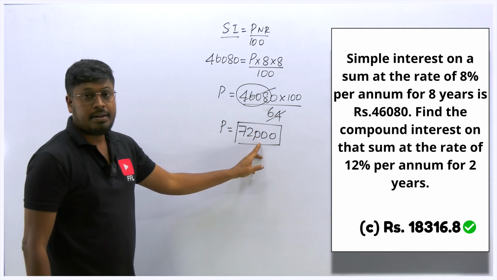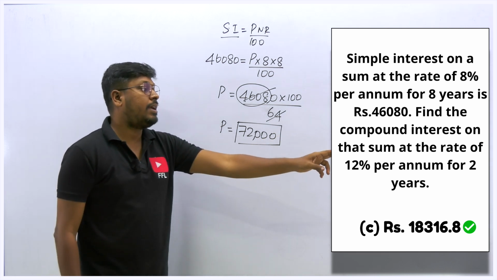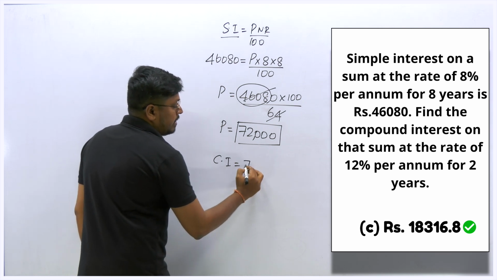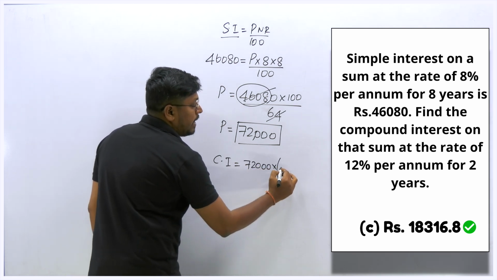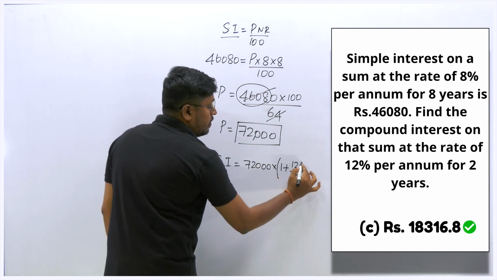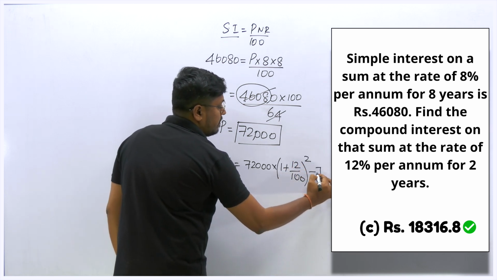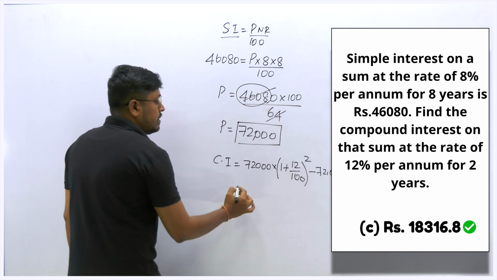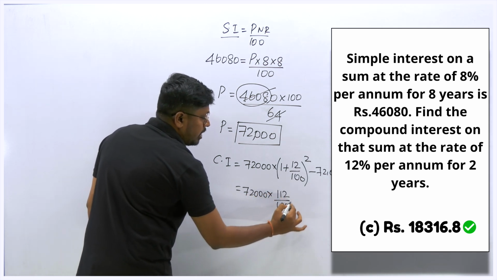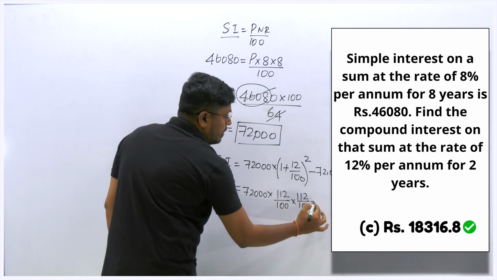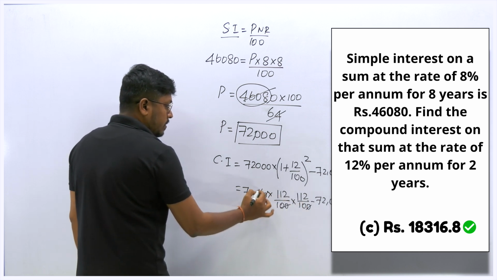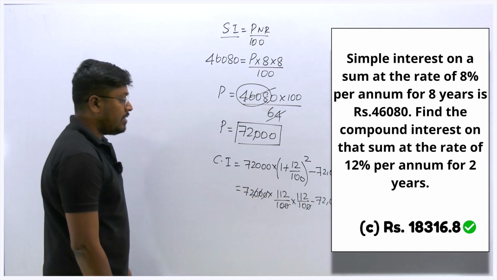So now we found the principal. Using the principal, our target is to find the compound interest. The compound interest formula is P into (1 + R/100)^n minus P. So principal 72,000 into 1 plus the rate of interest, which is 12, so 12 divided by 100, for how many years? For 2 years. Again minus 72,000. So this will be 72,000 into 112 divided by 100 into 112 divided by 100 minus 72,000. We can cancel the zeros, and then you have to simplify it and solve the question.